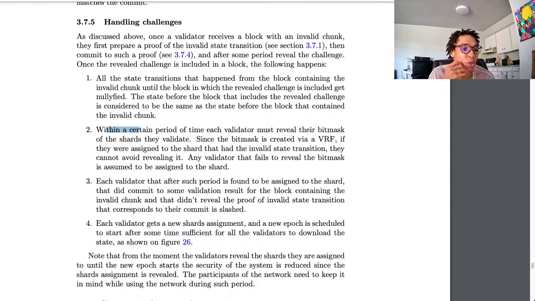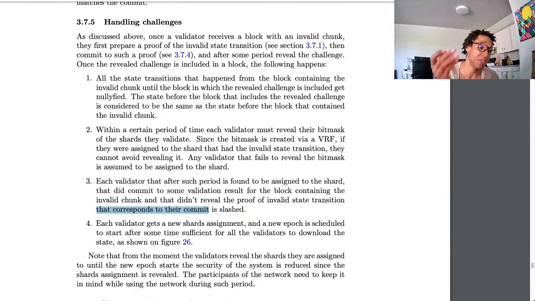Because the network knows, okay, any validator that fails to reveal a bit mask is assumed to be assigned to the shard. So if you don't reveal the bit mask, they're going to assume you're malicious. So each validator that after such period is found to be assigned to the shard that did commit to some validation result for the block containing the invalid chunk and that didn't reveal the proof of invalid state transition that corresponds to their commit is slashed.